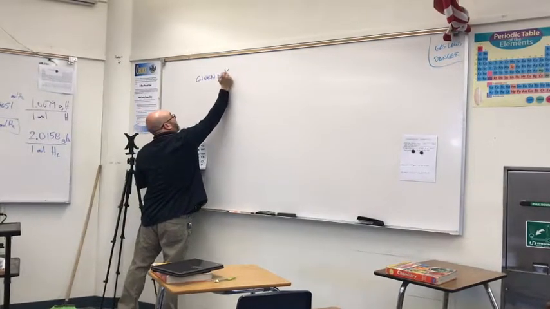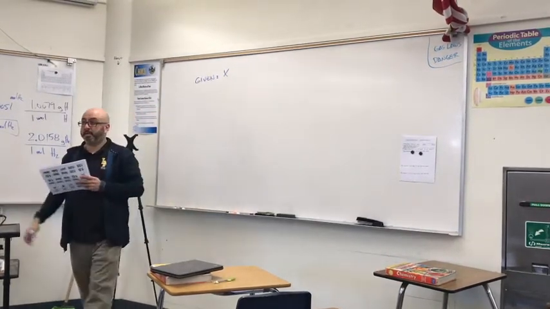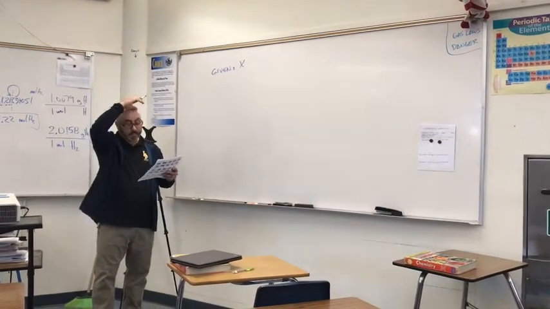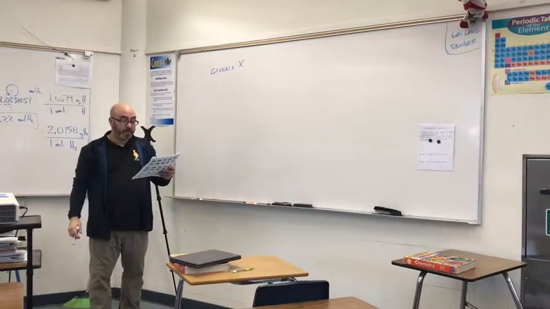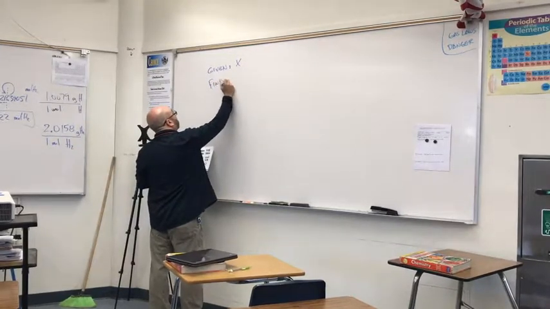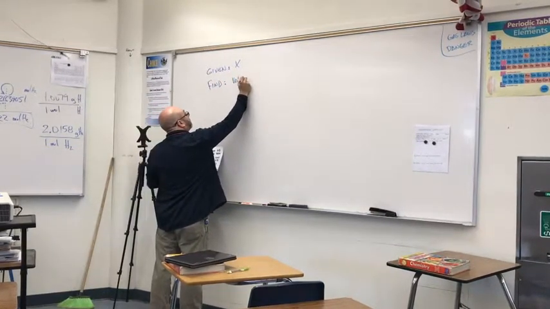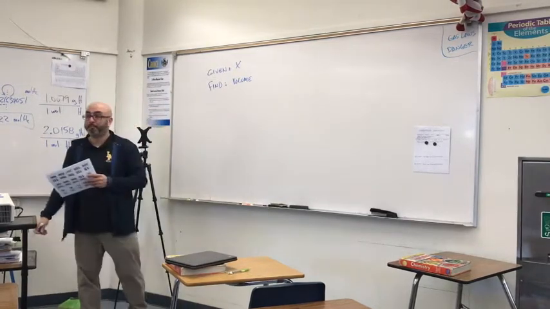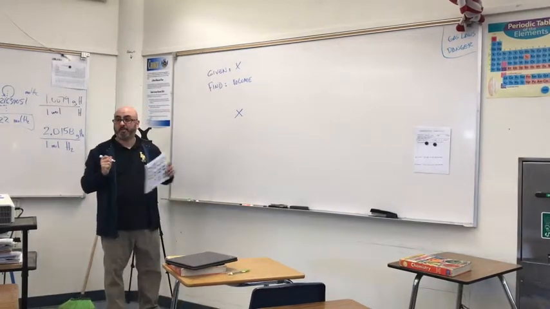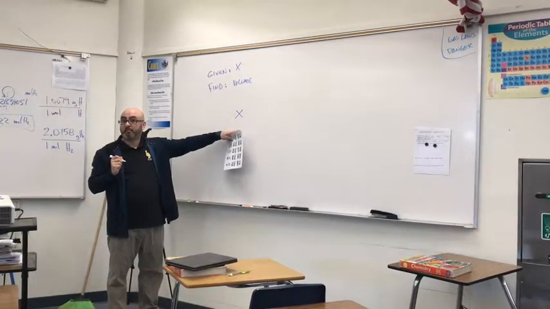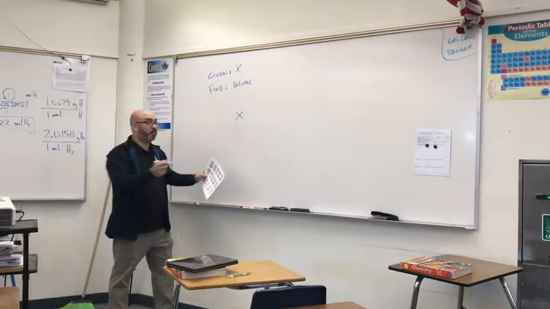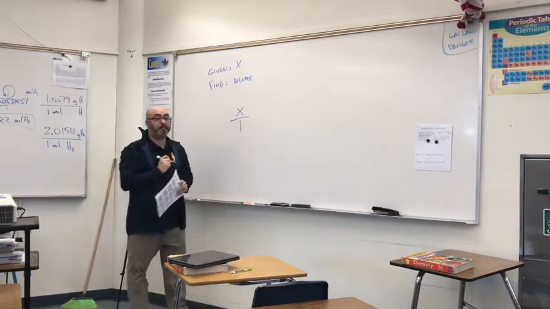The given is x. You want to take x and use your fractions to convert it. I want you to find volume. So if I give you x, the first step is to put it over 1. What would be the next step?